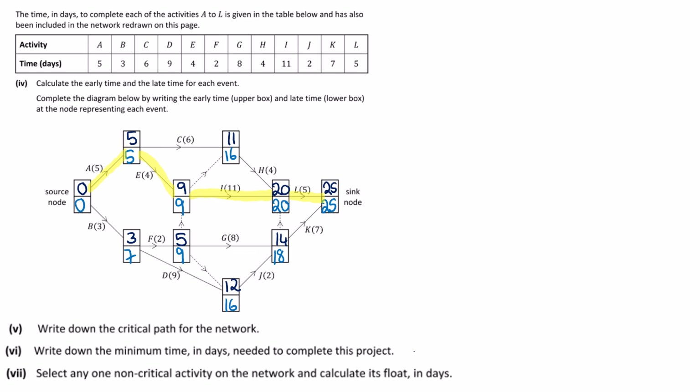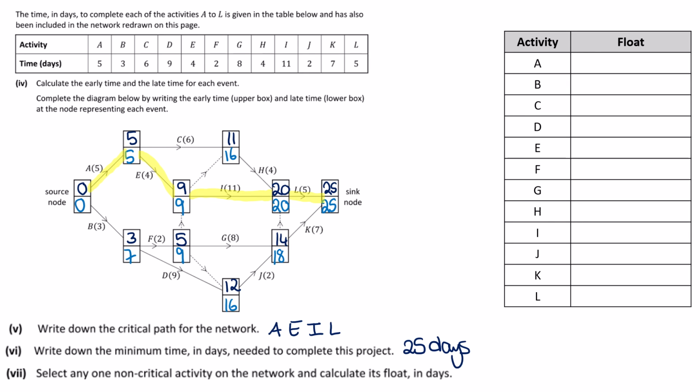So then part 5 asks us for our critical path, and that's going to be A, E, I, L from the diagram below. And write down the minimum time and days needed for the project, and that's very straightforward, and that is 25 days. And then select any one non-critical activity on the network and calculate its float in days. So we're actually going to do all of them just so we can see.